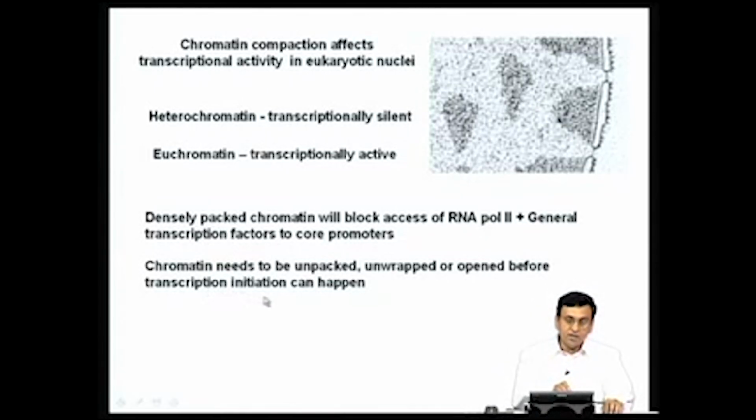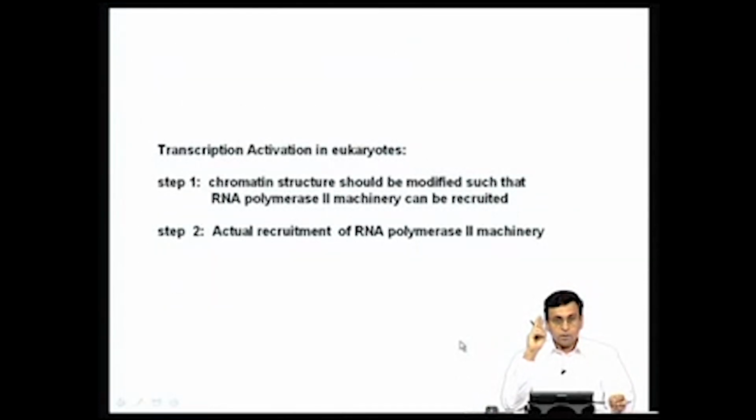So, the chromatin in these promoter regions needs to be unpacked, unwrapped or opened up before transcription initiation can happen. Okay. The important point that we are going to discuss today is that if transcription initiation has to happen in eukaryotic nuclei, two things have to happen. The first step is that the chromatin structure should be modified such that the RNA polymerase II machinery can gain access to the promoter region. And the next step is the actual recruitment of the RNA polymerase II machinery to the transcription start site.